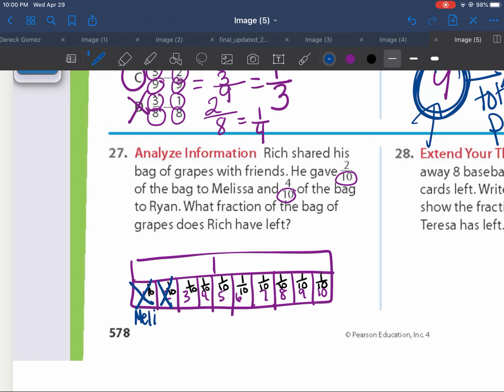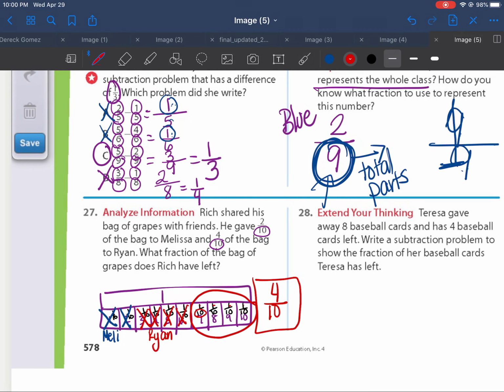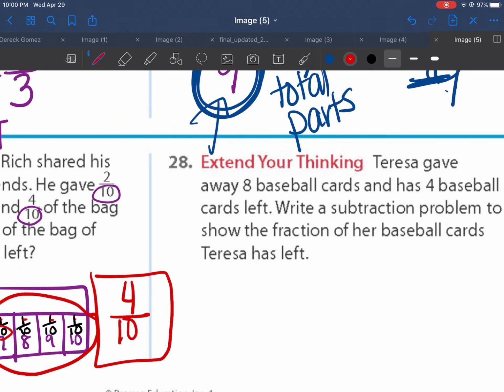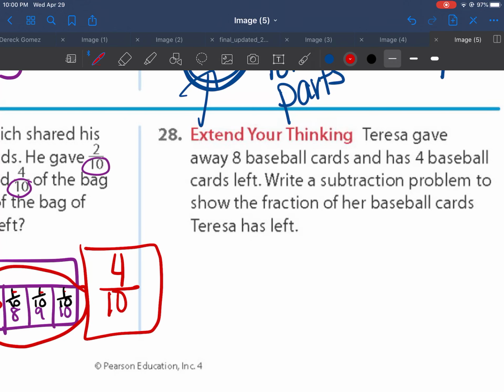It says that he gave 2/10 to Melissa. 1, 2, those were for Melissa. 4 of those were given to Ryan. 1, 2, 3, 4. These are for Ryan. So what fraction is going to show how many grapes are left? How many are left? 1, 2, 3, 4. Denominator will be 10. So there's 4/10 of the grapes left.